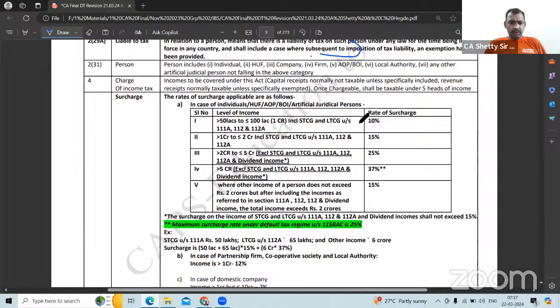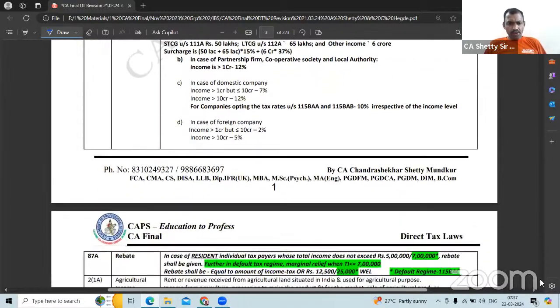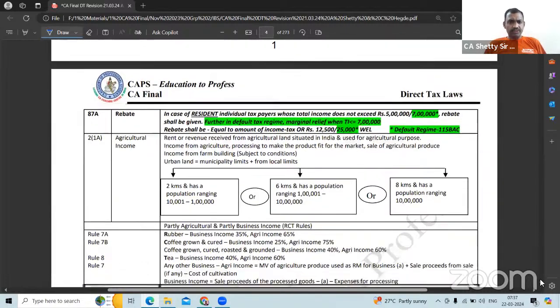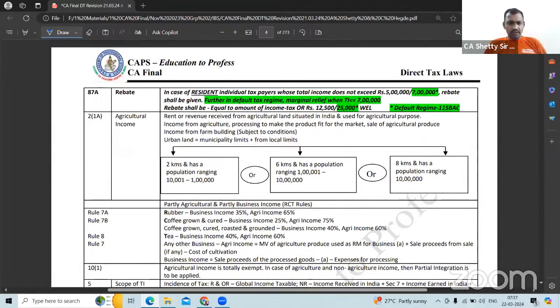Charge. Next, surcharge rate. Tax rates anyway are available at the end. I will come back to that later. Surcharge. Yes, agricultural income. Glance through it. I will not waste much time on that. Quickly, all of you go through.